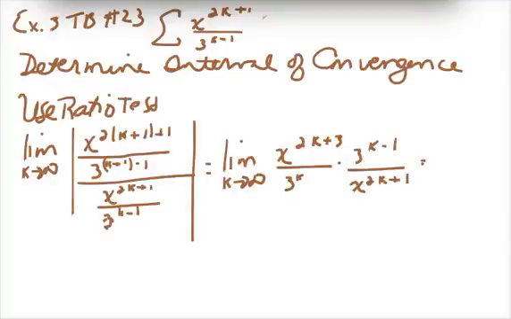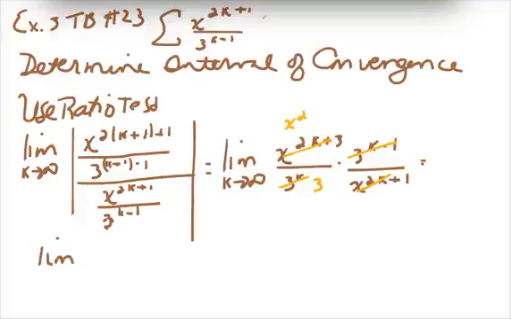Okay, so the ratio test is set up, and then I just wanted to do the algebra here to clean it up. So you've got a 3^k and a 3^(k-1), so that leaves a 3 on the bottom. And you've got an x^(2k+3), and you've got an x^(2k+1). So what's left there is actually x squared. Okay, there's 2 left over. There's an x and an x, so that's x squared.